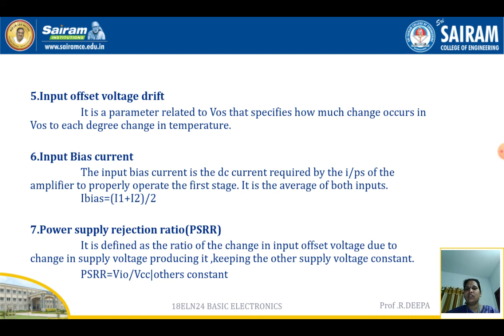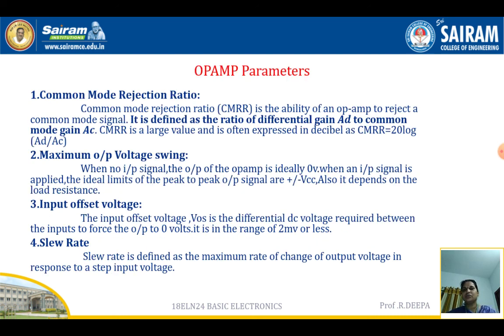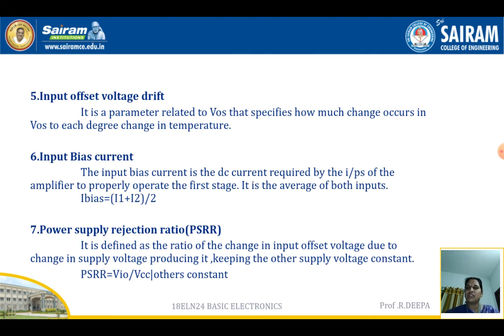So these are the various parameters related to the operational amplifier. Once again I will list them out: CMRR, maximum output voltage swing, input offset voltage, slew rate, input offset voltage drift, input bias current, and the power supply rejection ratio.